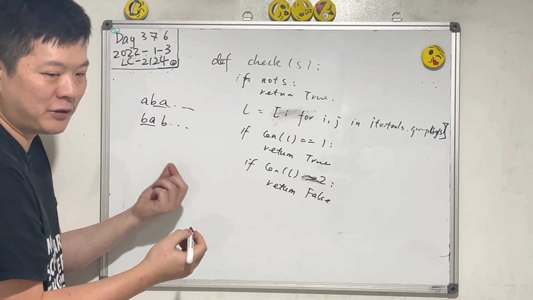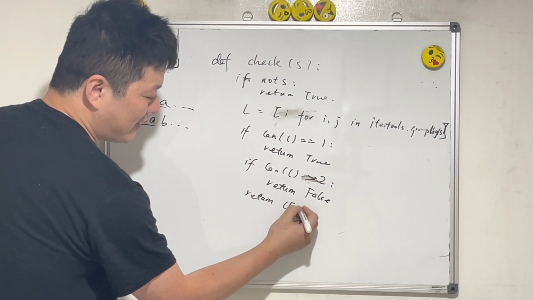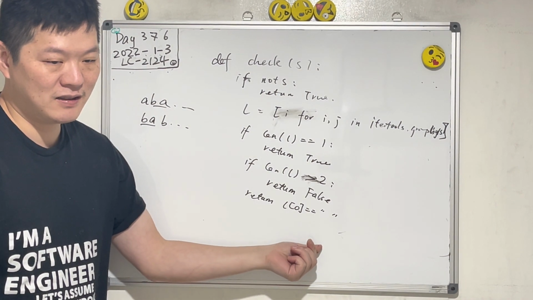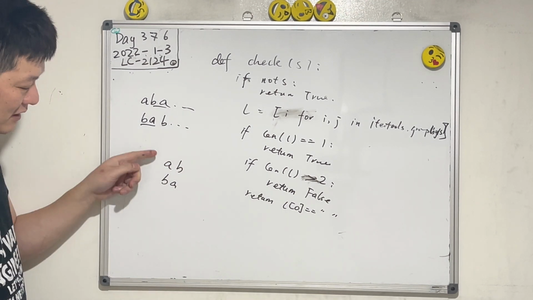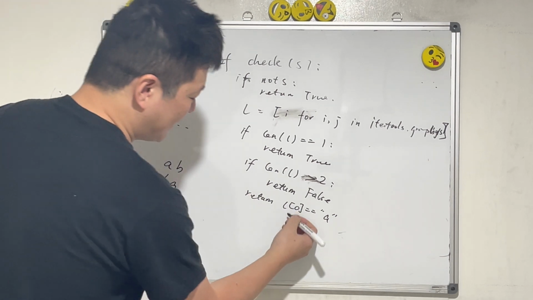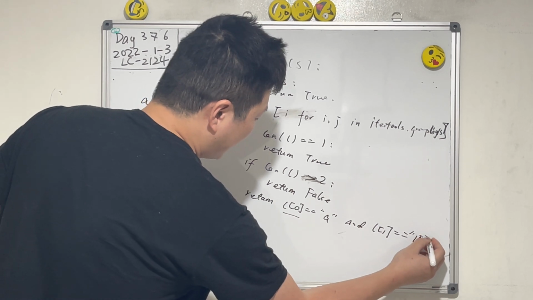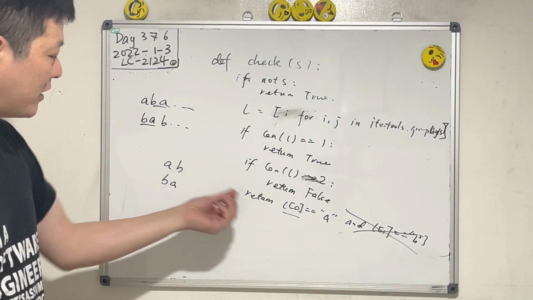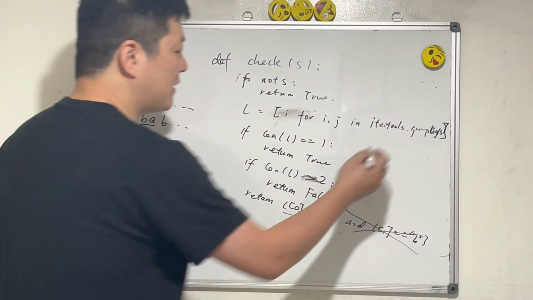So if it's two groups, what do we need to check? We need to check L0 equals A. Or we could check L0 equals A and L1 equals B, but we don't need to, because there are only two characters. If you check one, the second will be different. So L0 equals A. That's the beauty of groupby.